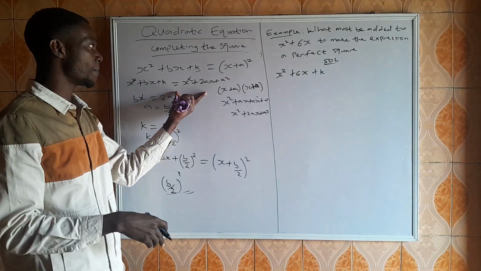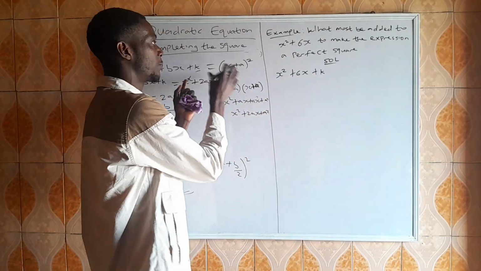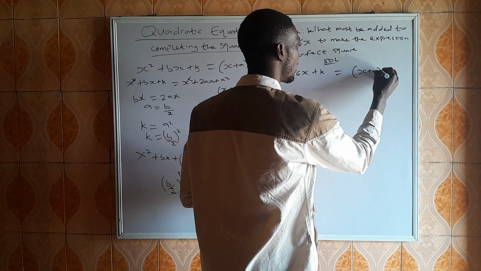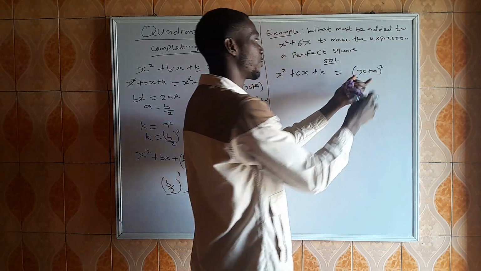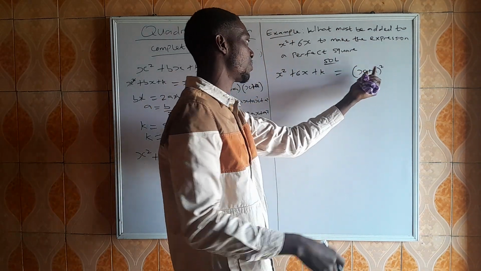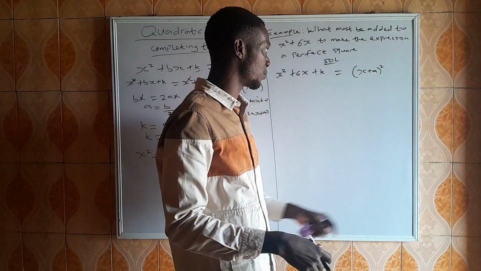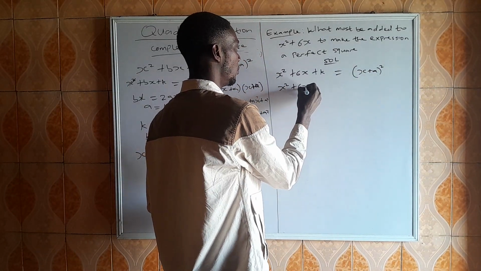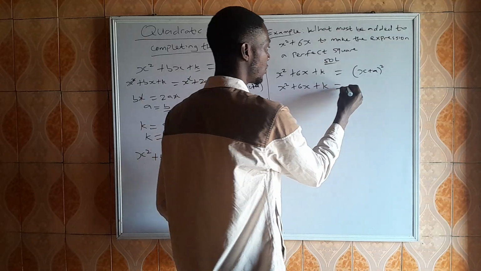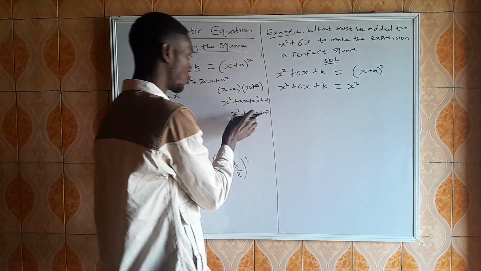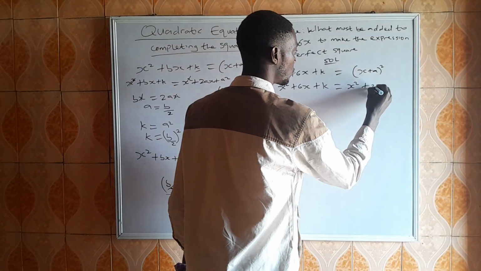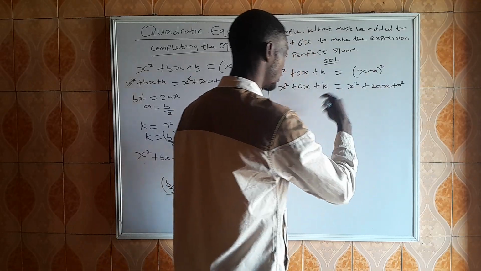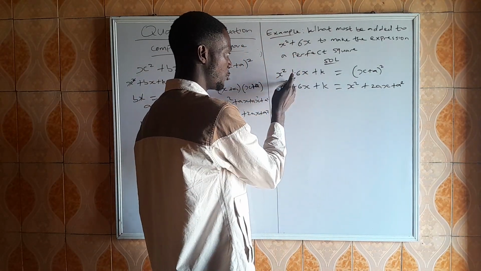And from what we did here, if you want to make an expression a perfect square, you need to equate it to a perfect square expression like (s plus a) everything raised to power 2. Now, when we expand this expression, so you have s squared plus 6s plus k to be s squared, what we did here, plus 2as plus a squared.